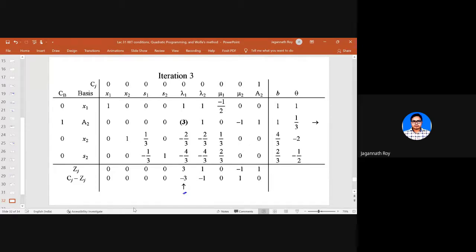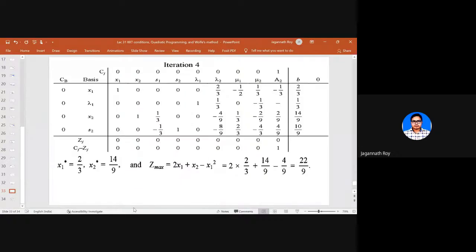If we stop here, earlier the criteria was that all Cj minus Zj was supposed to be less than or equal to 0 for maximization. But if it is a minimization problem, then we can have all either positive or 0.